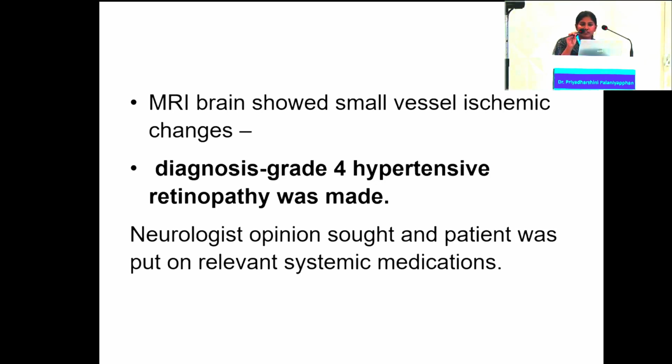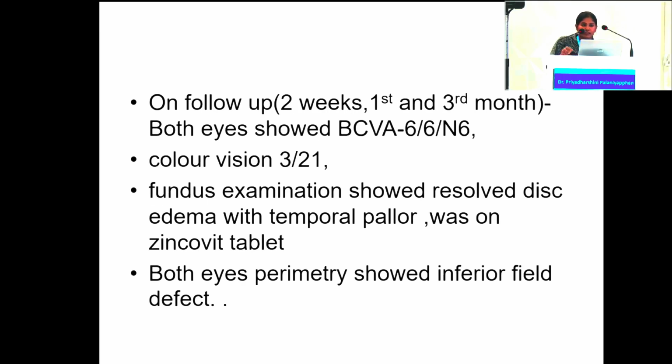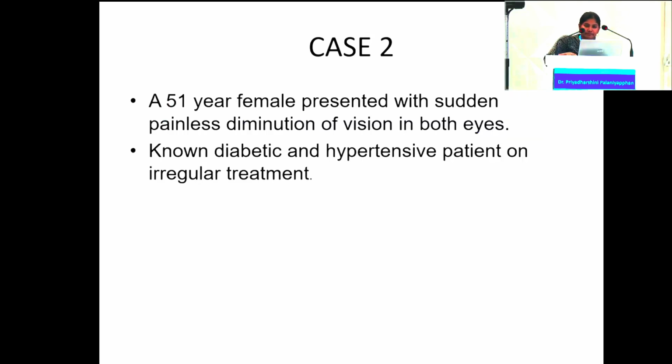MRI brain was done, which showed small vessel ischemic changes. A diagnosis of grade 4 hypertensive retinopathy was made. Neurologist's opinion was taken and the patient was started on systemic medications and anticoagulants. On follow-up, vision in both eyes improved to 6/6 and 6, color vision improved to 3/21. Fundus examination showed resolving disc edema with temporal pallor. On follow-up, both eyes showed an inferior field defect.